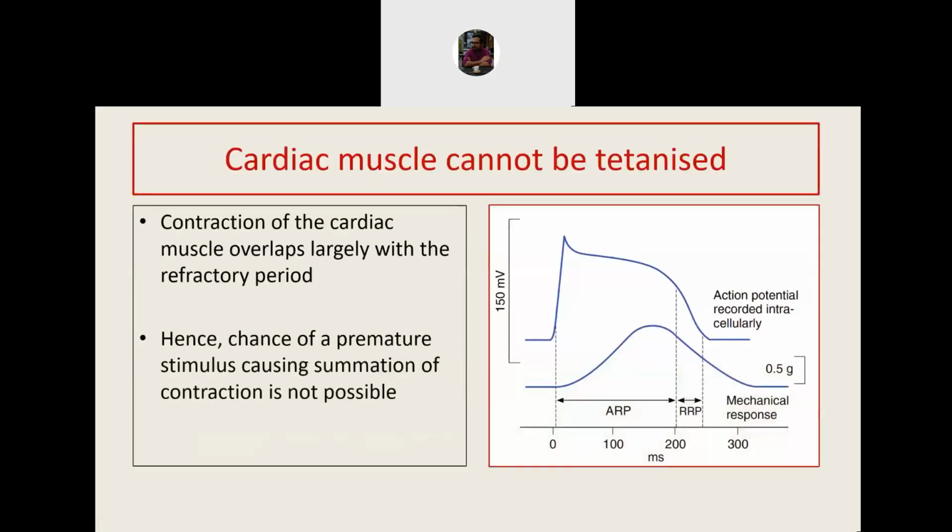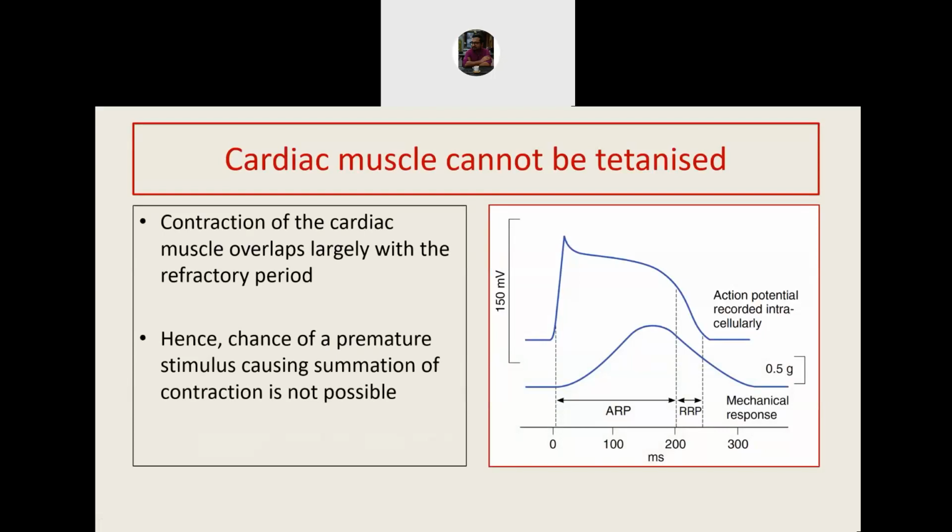So I hope that these properties were well understood. We now move on to the question why cardiac muscle cannot be tetanized. Tetanization means summation of contraction to the level where there is a permanent contraction. So tetany will occur when the impulse comes during the contraction of one muscle.